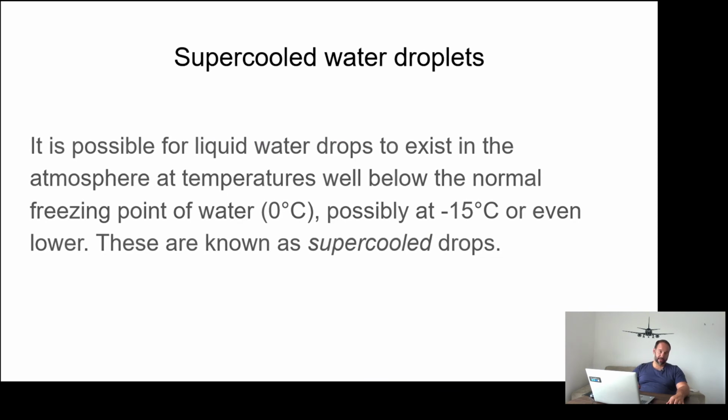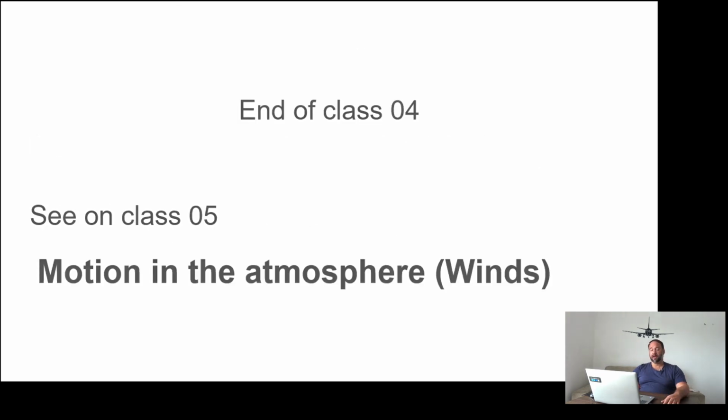Supercooled water droplets. It is possible for liquid water drops to exist in the atmosphere at temperatures well below the normal freezing point of water, 0 degrees Celsius, possibly at minus 15 degrees Celsius or even lower. They are known as supercooled drops. That's it. It touches the airframe. It's below freezing temperature, the airframe. So yeah, you have ice.